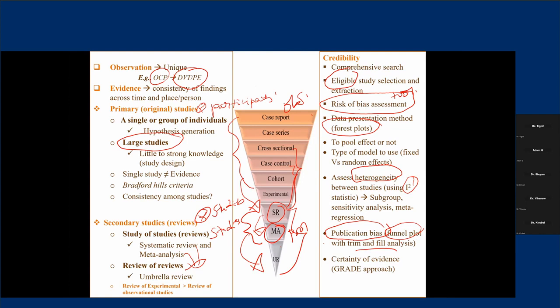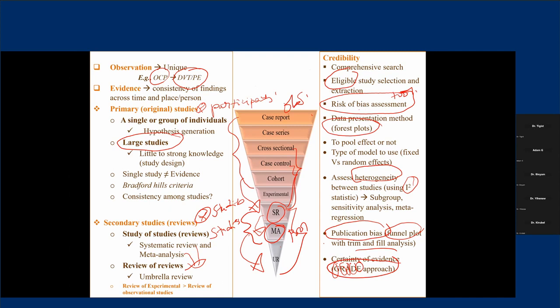So finally, after we assess all of these things and do our analysis, either a systematic review, meta-analysis, or umbrella review, the evidence that we have generated has to be assessed again. Even at this point, after we pool our effects using these reviews, we have to assess the certainty of the evidence, and we call this the GRADE approach. GRADE is an acronym. All of these things are factors that we should use to assess the certainty of the evidence that we have gathered.